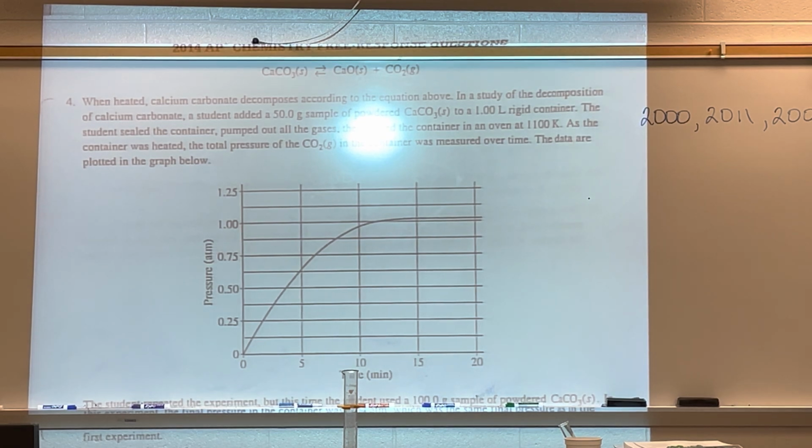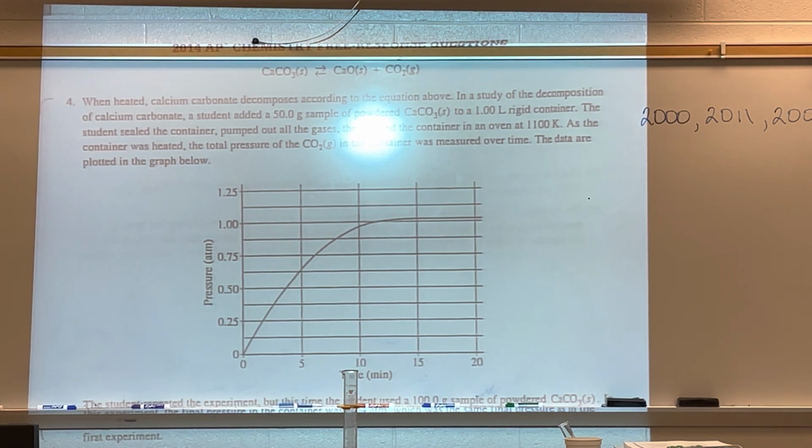Have we gone over this one? We did do this one? Yeah. Do you have it in your packet? Is this one in the packet? No? Is it yours? Is it in the first packet we got? It might be in the first one. Just look for the graph.